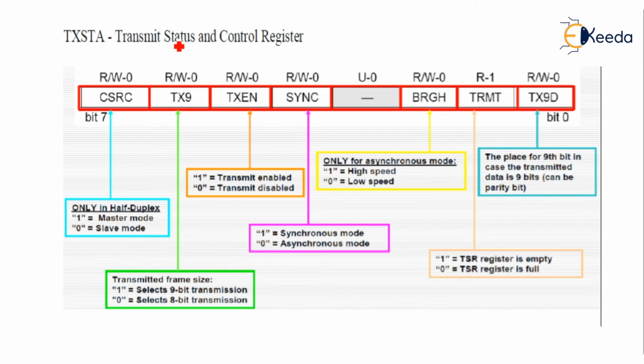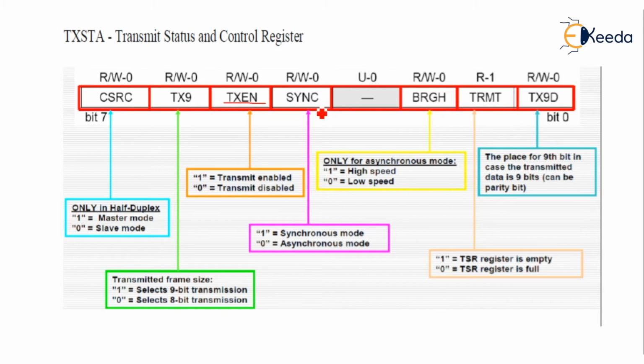Then TXEN is the transmit enable. It is bit addressable. If you want to start a transmission, you raise this bit. Because it is bit addressable, we can raise or clear the single bit. If it is 1, then it starts transmission. If it is 0, then it disables the transmission.